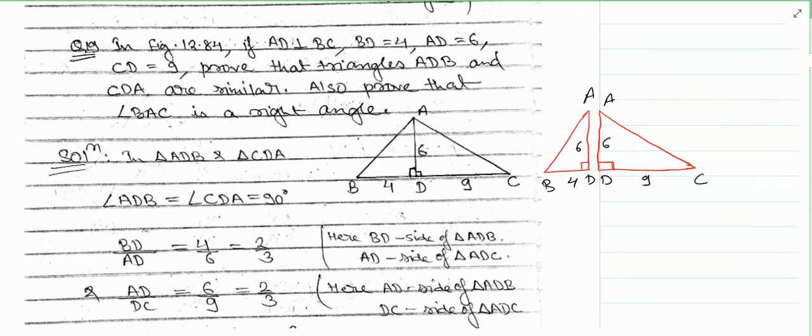Okay, now let us see question number 19, okay. So here question number 19 says that in figure 12.84, if AD is perpendicular to BC, okay, and BD equal to 4, AD equal to 6, CD equal to 9, prove that triangles ADB and CDA are similar. Also prove that angle BAC is a right angle. Okay, so this is the figure.